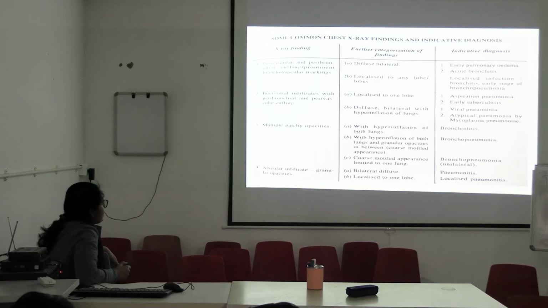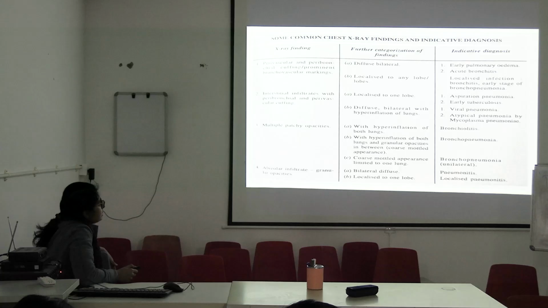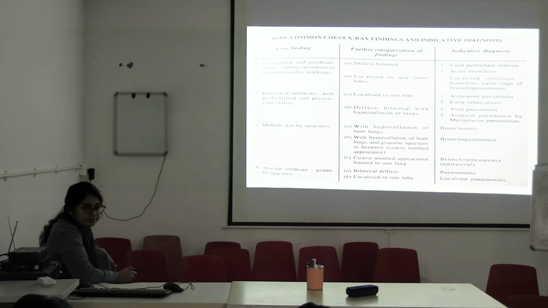Suppose in the X-ray you are getting perivascular and peribronchial cuffing or prominent bronchovascular markings. What are the conditions? If it is diffuse bilateral, it is due to early pulmonary edema or acute bronchiolitis. If it is localized to any lobe or lobes, it is due to localized infection like bronchitis or early stage of bronchopneumonia. Okay. Suppose you are getting interstitial infiltrates with peribronchial and perivascular cuffing.